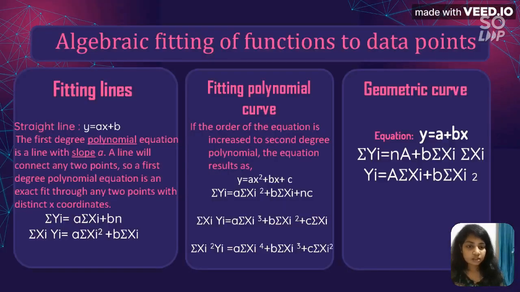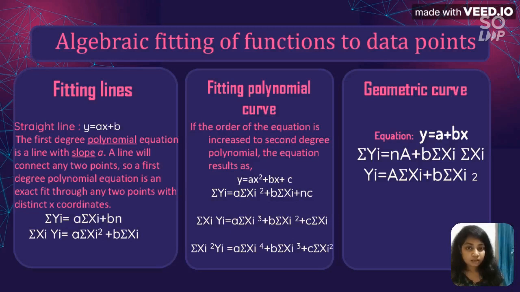Algebraic fitting of functions to data points: fitting the lines. The straight line is identified by the equation y = ax + b. The first degree polynomial equation is a line with the slope a. A line will connect any two points, so a first degree polynomial equation is an exact fit through any two points with distinct x coordinates.